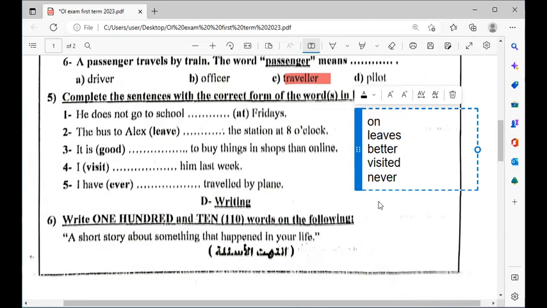Now to the last question. Write 110 words in the following: a short story about something that happened in your life. Here you start your story about something that you remember, or a certain experience that might happen in your life. You start to tell or write about the details of that story. Then what is the value you get from that story?